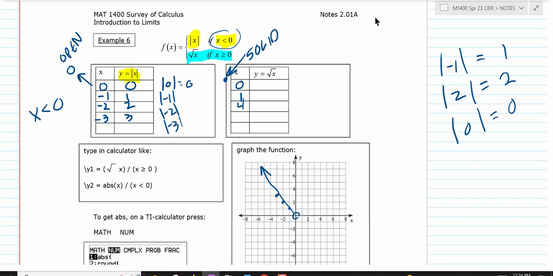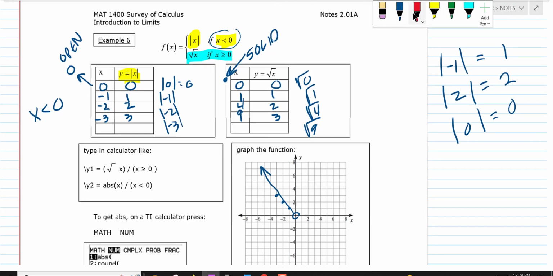Square root of 2 is 1.4 or something like that. Then I'm going to do square root of 9, okay, just because I know what it is in my head. So if I do square root of 0, that's 0. Square root of 1 is 1. Square root of 4 is 2. And then finally, your square root of 9 would be 3, okay? And then we'll go ahead and just graph those. I'll do that in a different color, I guess, on this, okay?